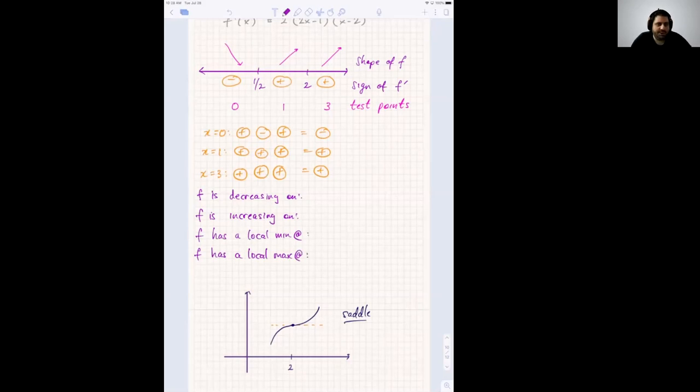Okay, so what would you write as your answer for decreasing? This shouldn't be too tough.